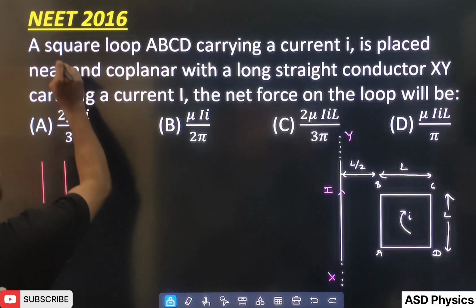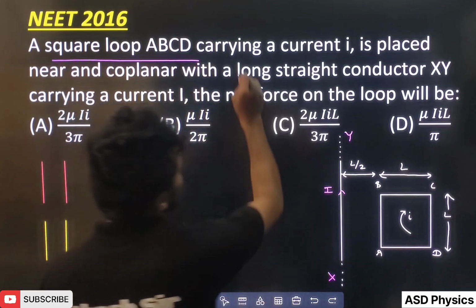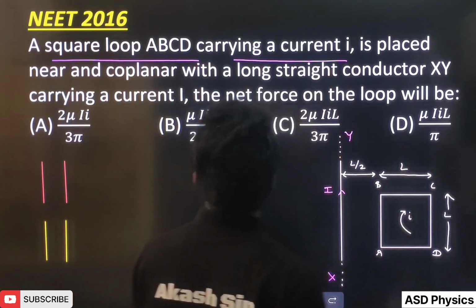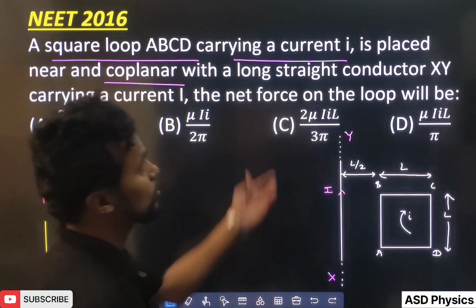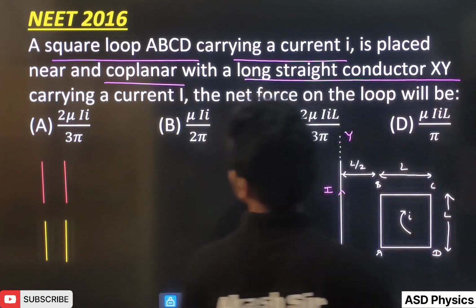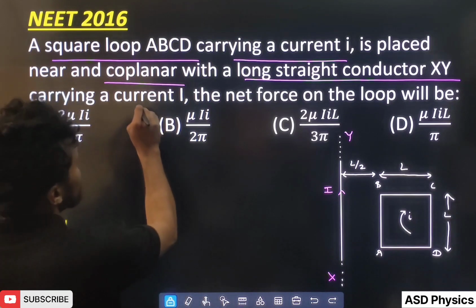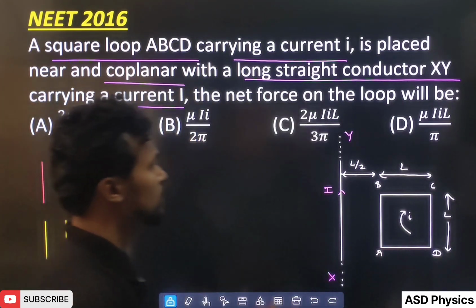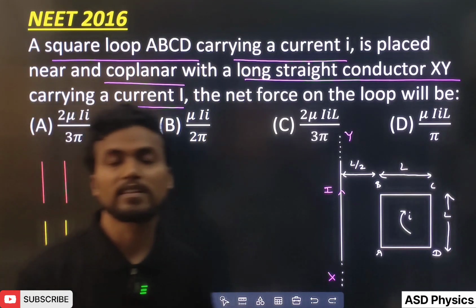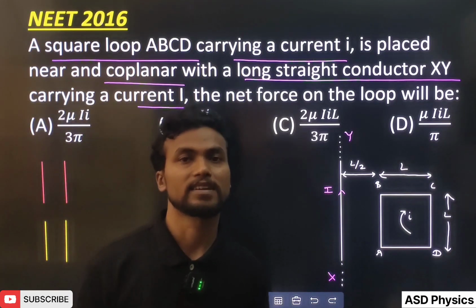The question is: a square loop ABCD carrying a current I is placed near and coplanar with a long straight conductor XY carrying a current I. The net force on the loop will be how much here? Okay students, the kind of straight conductors we are dealing with here are infinite length conductors.